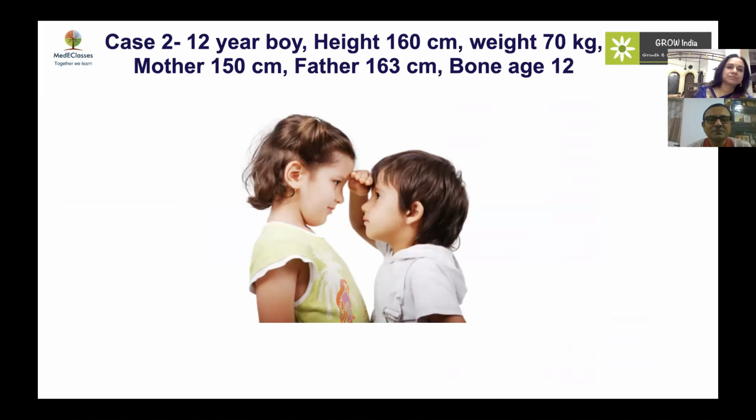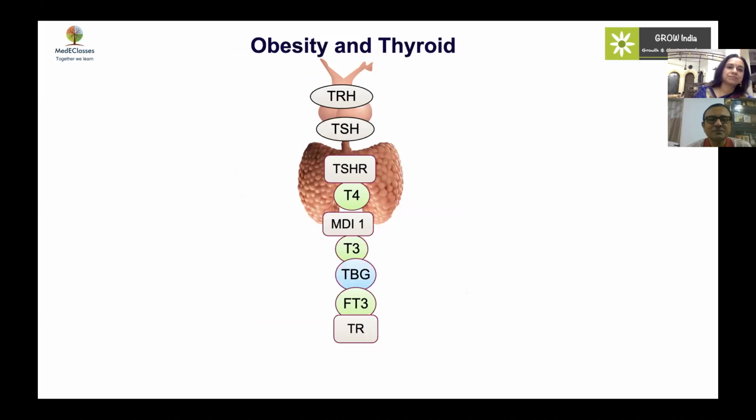Second case, a 12-year-old boy who is 160 centimeters, weight is 70 kgs, parents are average height, bone age is normal, and somebody does a TSH which is slightly elevated, 7.91, labeled as hypothyroidism and advised treatment. Now, this is one of the most common referrals we as pediatric endocrinologists get, and parents are also happy. The treating physicians are also happy that you found the cause, you treat it, and the child will be fine. What we need to understand is that this is not the cause of the disease, but the effect of obesity.